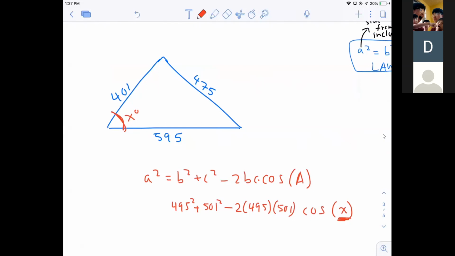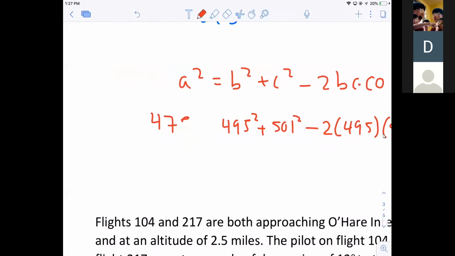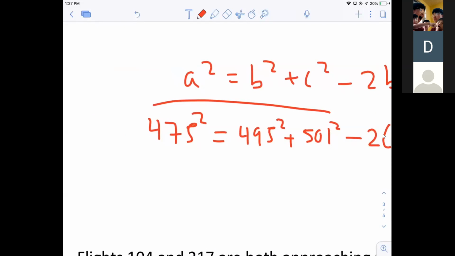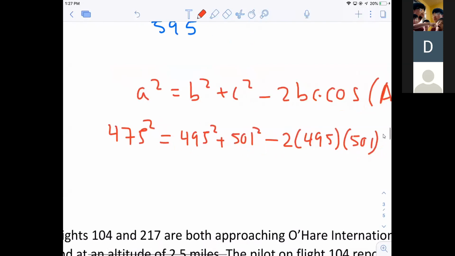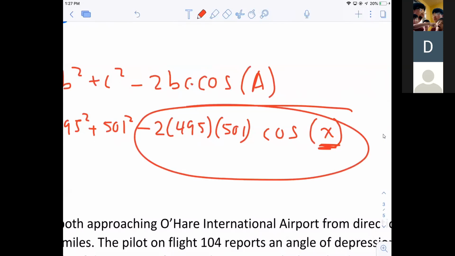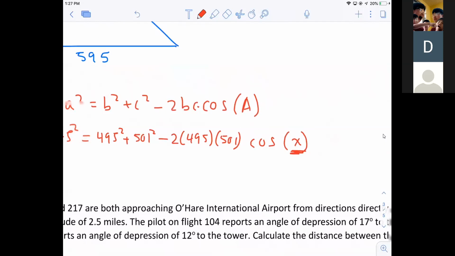So that's going to be 475. And there we go. This part looks like the Pythagorean theorem. It doesn't matter which side is the hypotenuse, though. There is no hypotenuse. It's not a right triangle, right? And because it's not a right triangle, we have to add this extra factor to account for it. So it's just like a super fancy Pythagorean theorem.